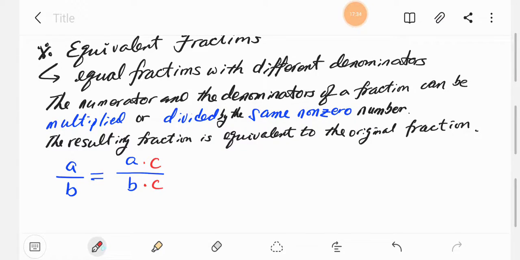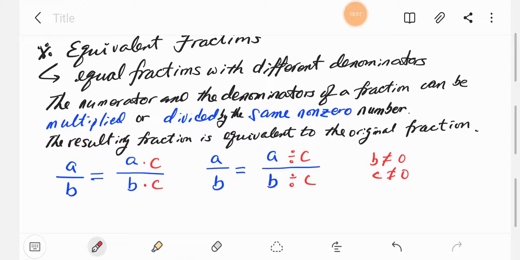Is it also possible to divide by a non-zero number? So a over b is equivalent to this: you can divide both the numerator and the denominator by a non-zero number c. Still, they are equivalent. Since these are fractions, the denominators cannot be zero. So always make sure that the denominator b is not equal to 0 and c also is not equal to 0. So this is an equivalent fraction, very simple.